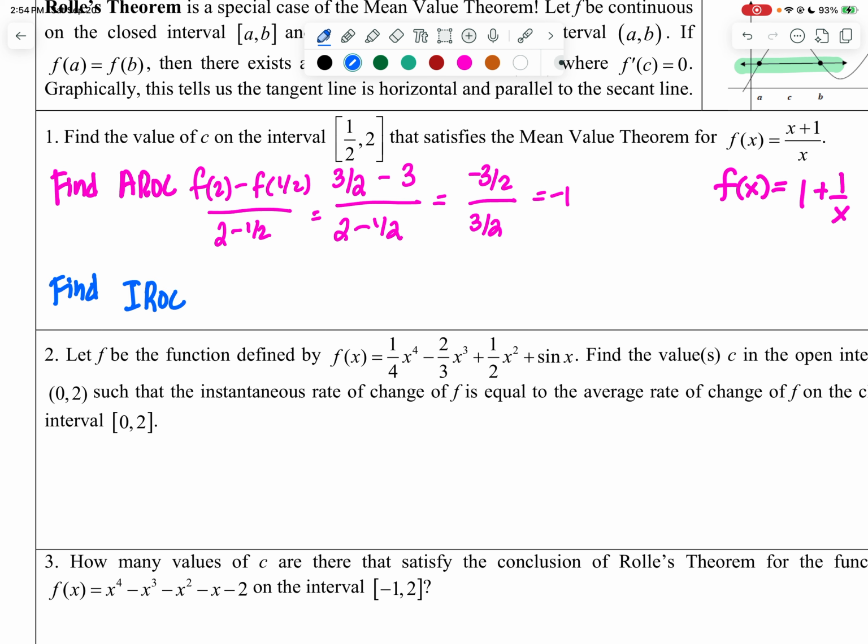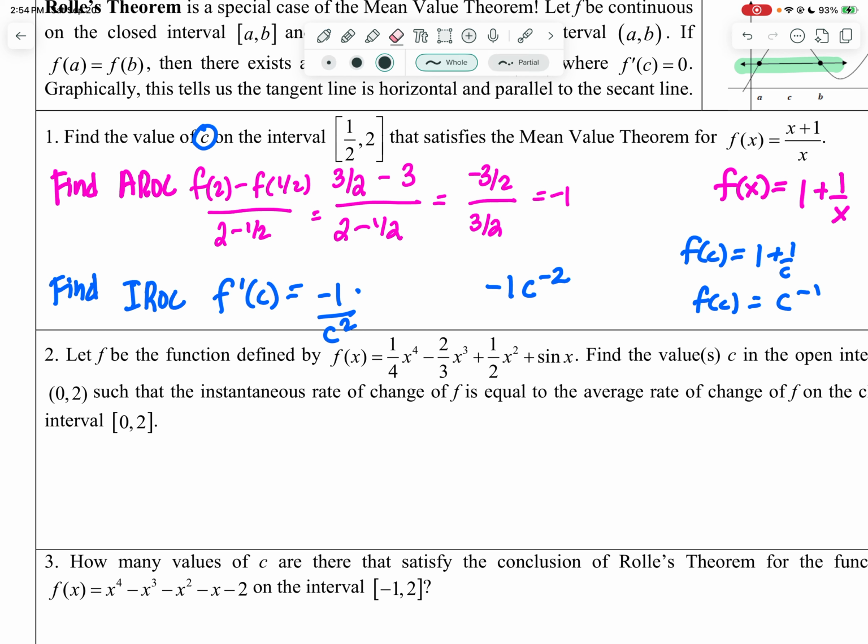Now my instantaneous rate of change, I'm going to find the derivative of this. And since I want to find the value of c, I'm going to change all of this to be c's. So 1 plus 1 over c. So then I get c to the negative 1. If I take the derivative of that, then f prime of c is going to be negative 1 over c to the second power, since it is the same thing as saying negative 1 c to the negative 2. So just put it in the denominator. Now, if you want to keep it as negative 1 c to the negative 2, that's fine, if that's simpler for you.